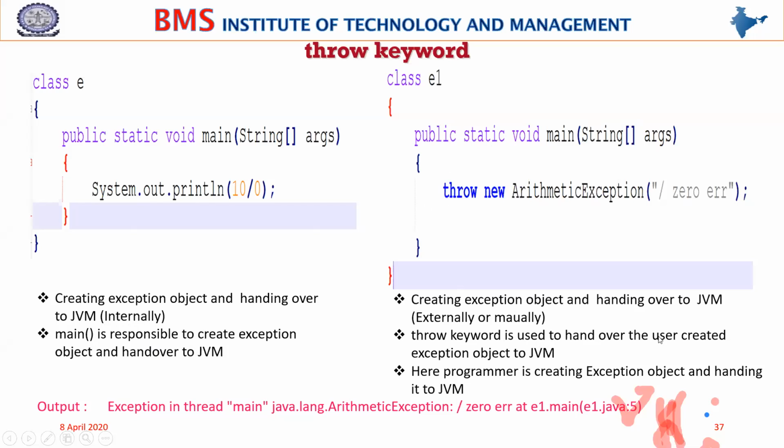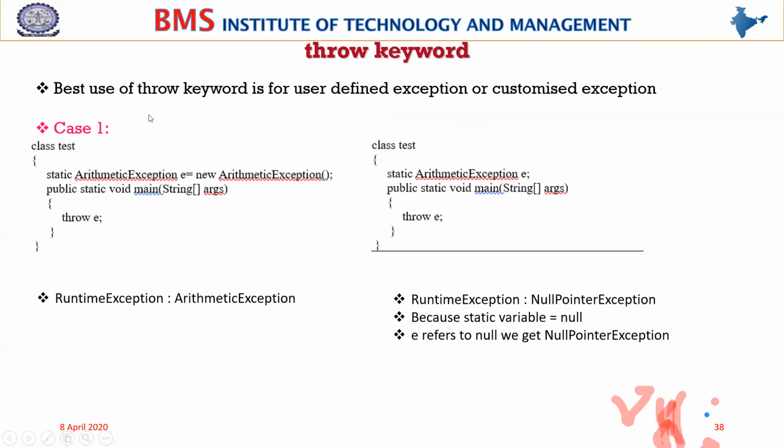The throw keyword is used to hand over the user-created exception. I am creating an exception here, and that created exception I am handing to your JVM using the keyword throw. Here, the programmer is creating the exception object and handing it to the JVM. That's the main difference, the basic use of the throw keyword. Throw is best suited whenever you want to define a user-defined or customized exception.